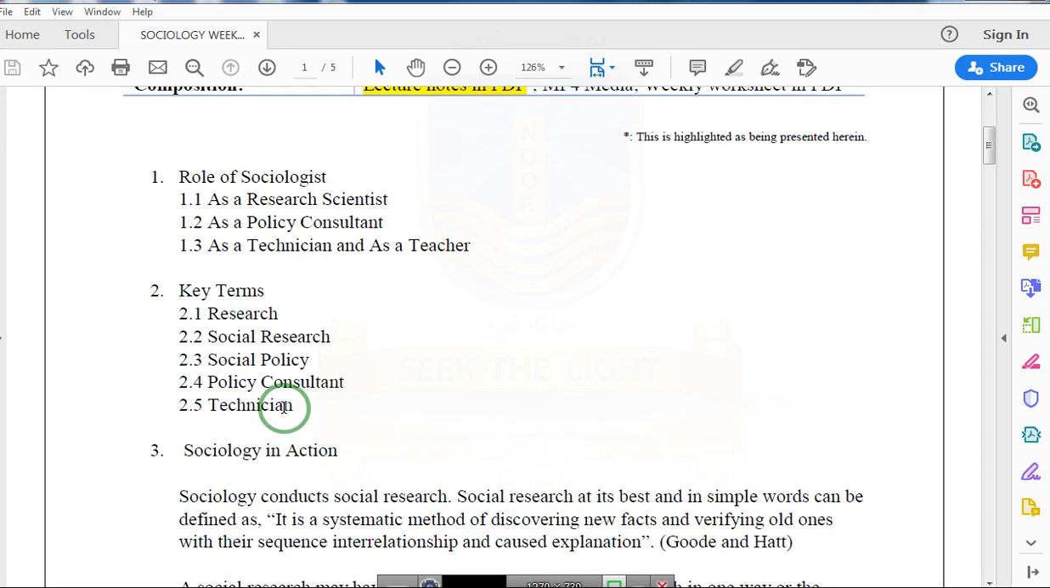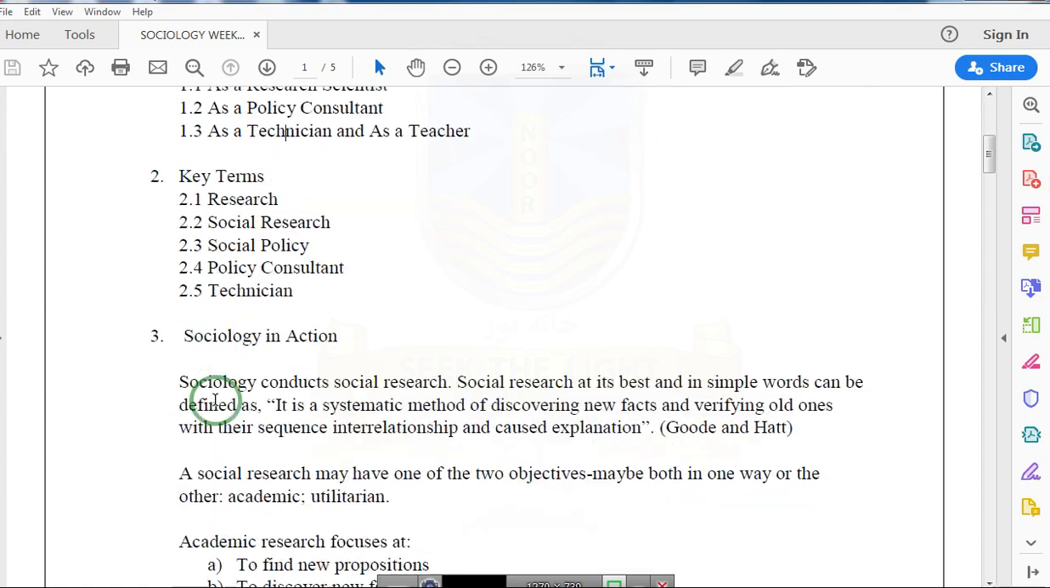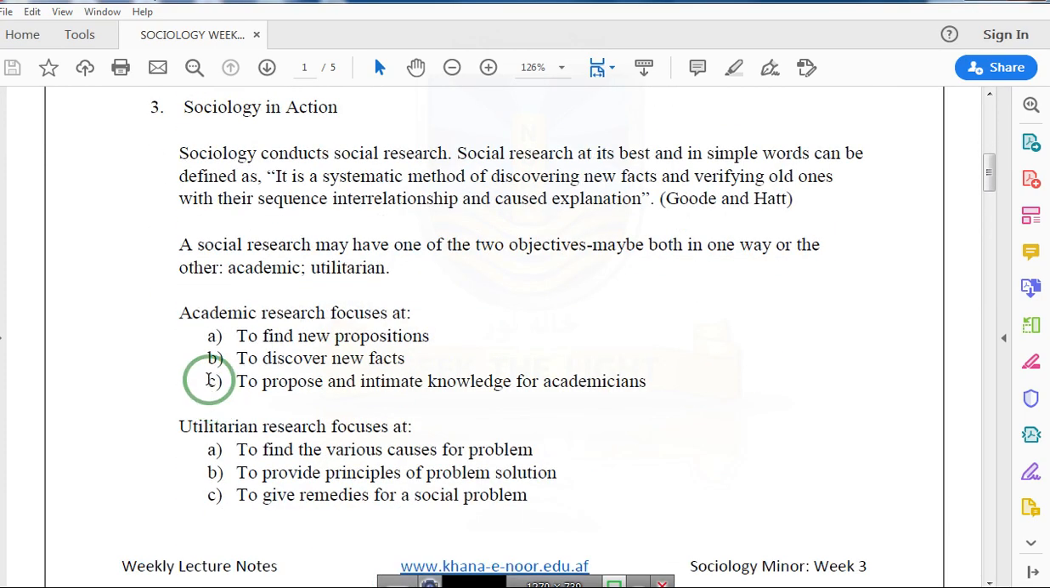The key terms that we are supposed to know are research, social policy, policy consultant, and technician. Sociology is all around us. Sociology in action. Sociology conducts social research.